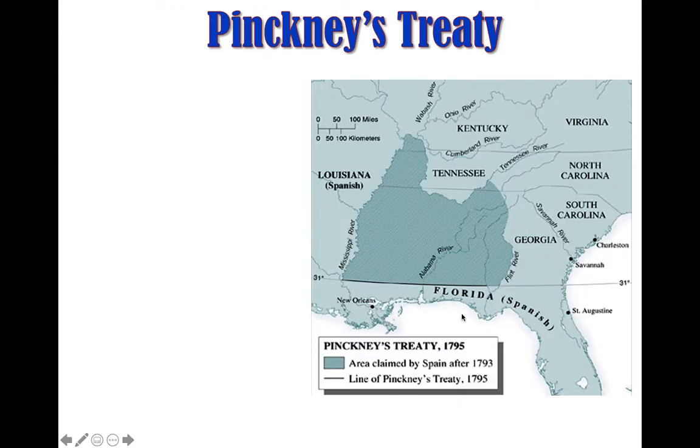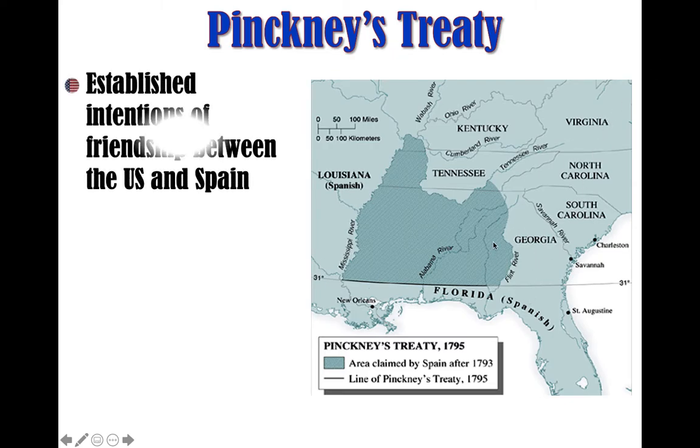We see a map here of the southeast corner of the United States. This is Florida, which again was still Spanish owned, and this is kind of the eastern seaboard, which were part of our original 13 states. So this is area claimed by Spain after 1793. So what did Pinckney's Treaty do?